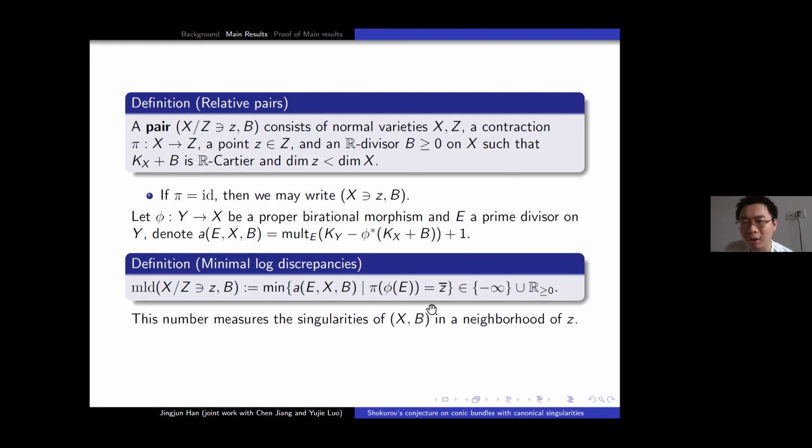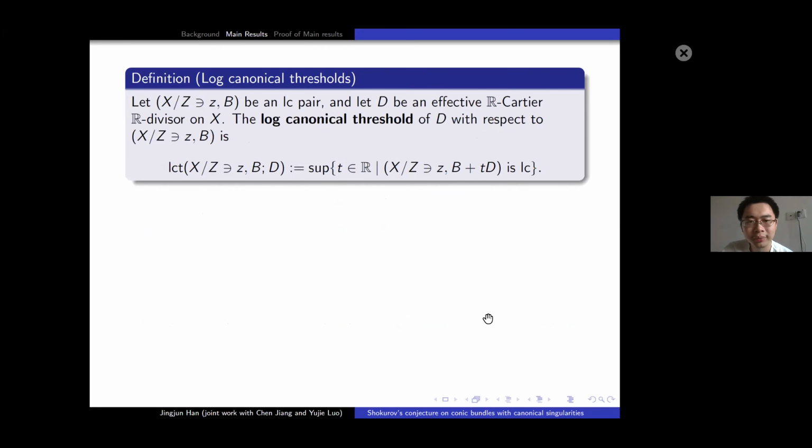This number measures singularities of (X, B) in a neighborhood of z. Although we require that the center of E is equal to the closure of z, this number measures singularities of (X, B) in a neighborhood of this small point z. And we say that the relative pair is log canonical if, again, the MLD is larger than or equal to 0.